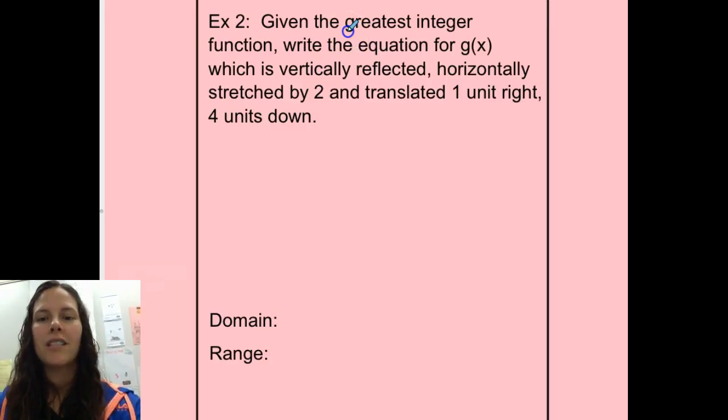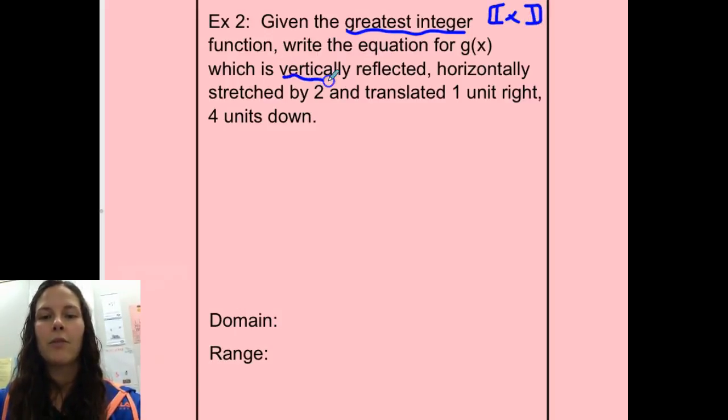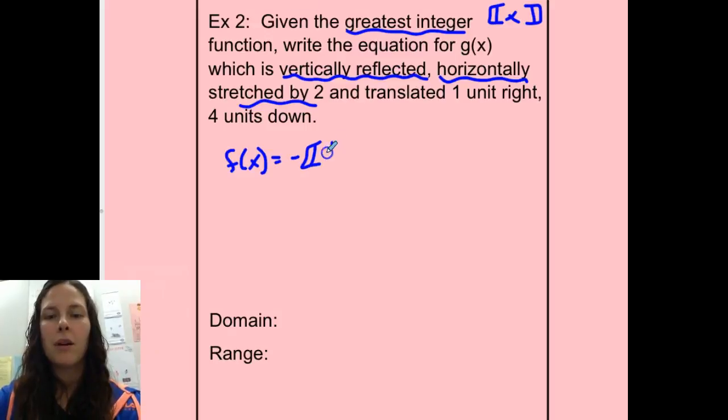Another verbal description, this time we have the greatest integer function. That is also our step function, so there's our parent. We have a vertical reflection that will go on the outside, and that's multiplication by a negative. Horizontally stretched by 2. That goes inside with the x, and it's not normal. So it might look like a 2 outside, but that means we're multiplying by 1/2 on the inside.